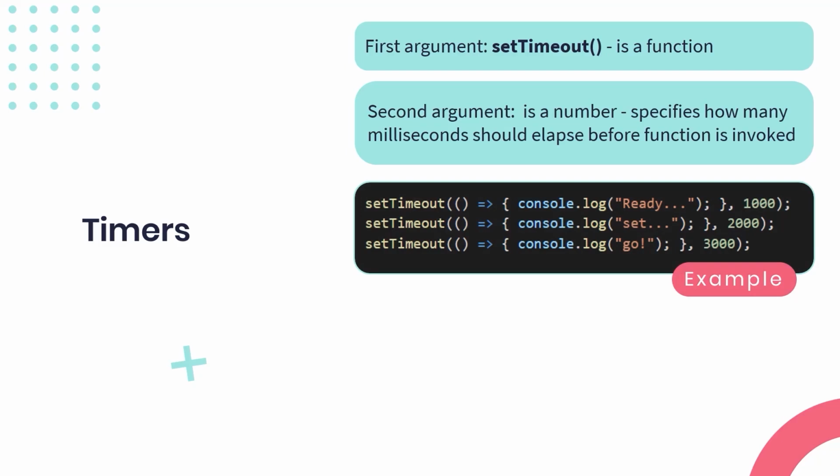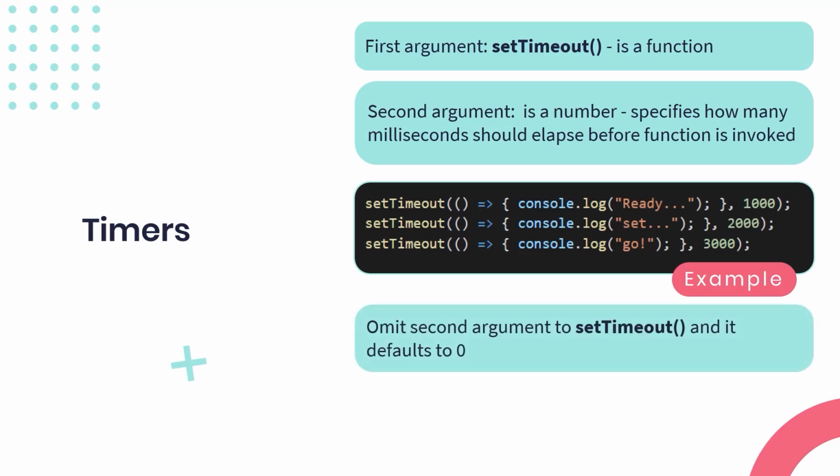Note that setTimeout does not wait for the time to elapse before returning. All 3 lines of code in this example run almost instantly, but nothing happens until the 1000th millisecond elapses. If you omit the second argument to setTimeout, it defaults to 0. Now that doesn't mean, however, that the function you specify is invoked immediately. Instead, the function is registered to be called as soon as possible.